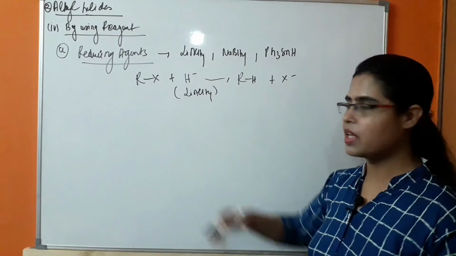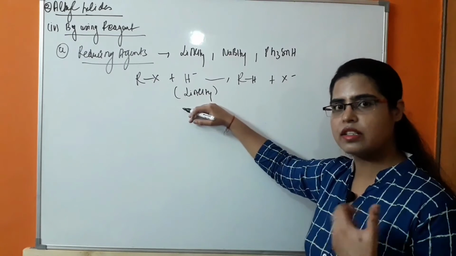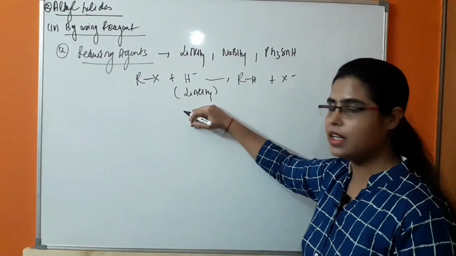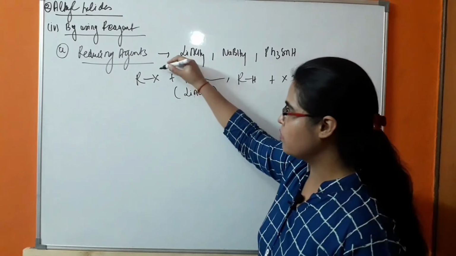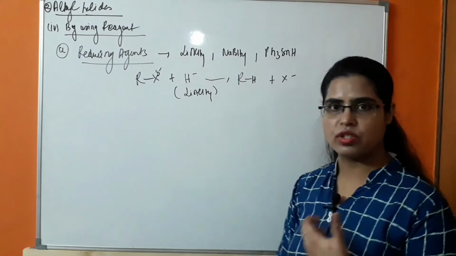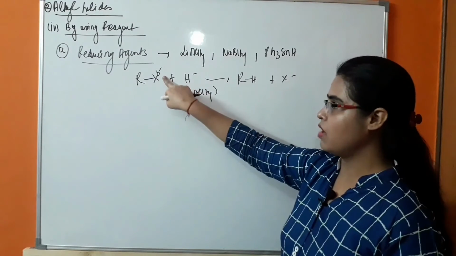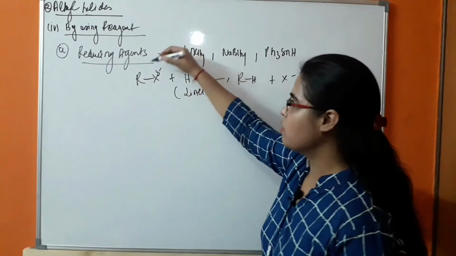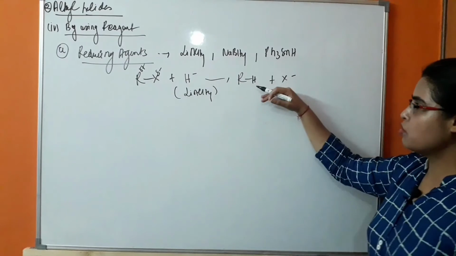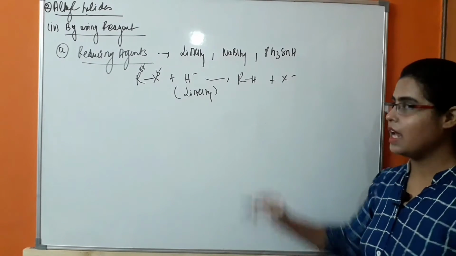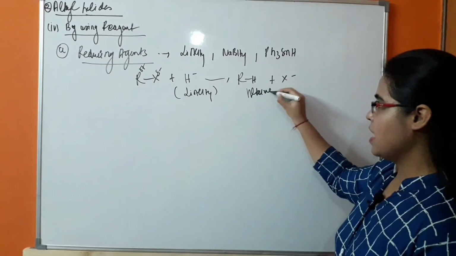Let us take an example, here it is LiAlH4, that is lithium aluminium hydride. Why is it attacking on this carbon, this alkyl group? Because of the electronegativity difference. Halogen is more electronegative, so it will be having partial negative charge, whereas alkyl group is having partial positive charge. So due to which there will be formation of alkane.